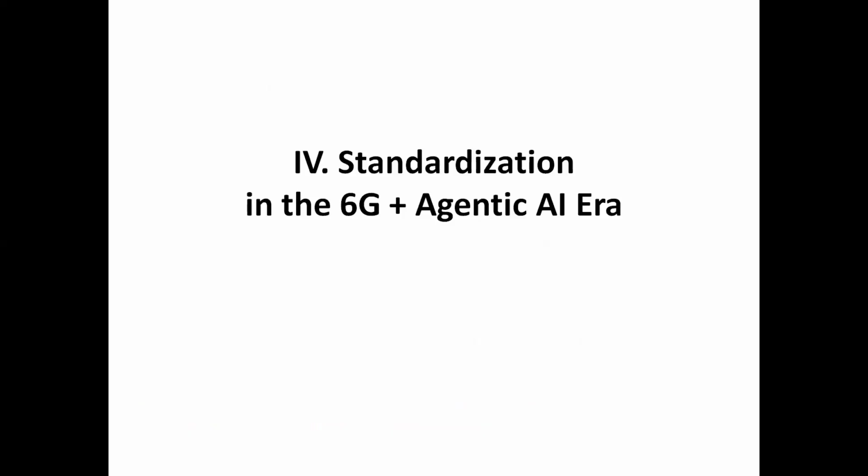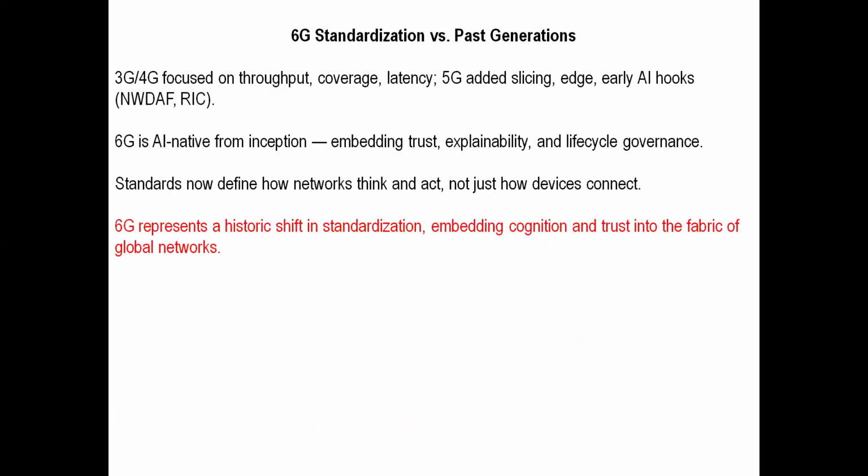Okay, so now we look at the innovation side, and what would be the standard? As I told you, standardization has mostly been on the communication side, usually the air interface side, right? So it usually focuses on coverage, latency, just communication, right? And even though there is some slicing added as early AI integration, 6G is AI native, right? It's different. So the standard will now define how the network thinks and acts, not just communication and networking that passes over the data. So it requires a completely different approach, right? It's a holistic shift in standardization, embedding cognition and trust into the fabric of the global network.